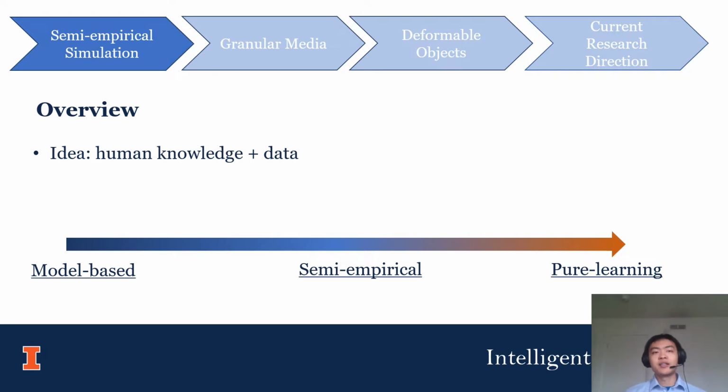The overall idea of semi-empirical simulation is to combine human knowledge, such as physics, with data and learning. When building simulators, the classic way is modeling, such as we use Newtonian mechanics and such. However, there arise situations where the physics is simply just too complicated for us to understand, or using these laws would be way too computationally expensive.